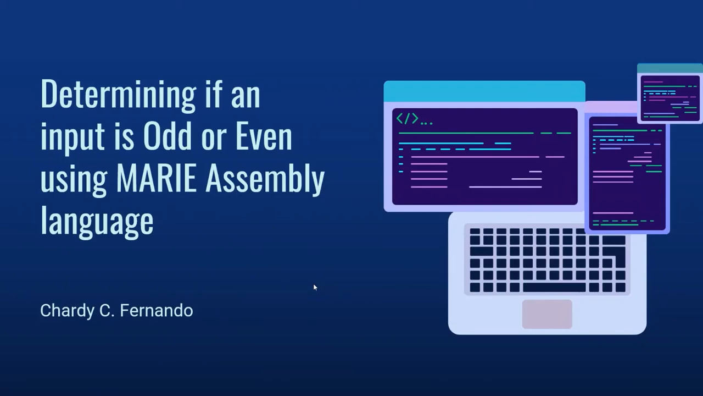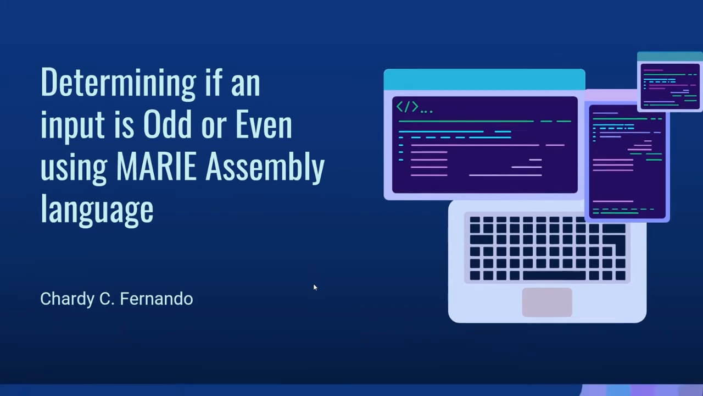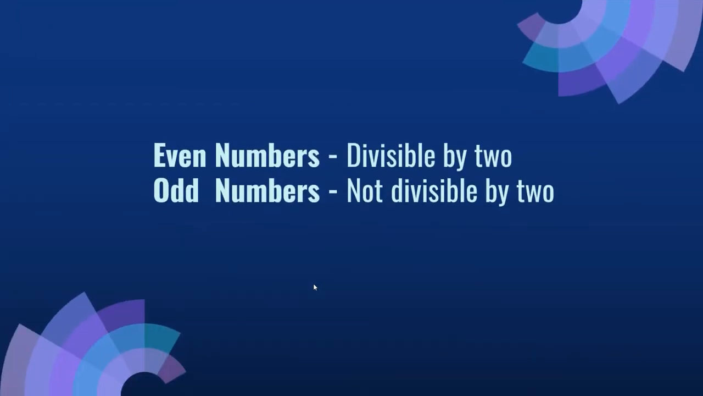Hi everyone. So in this video demonstration, I'm going to show you a program in Marie Assembly that is able to determine if the user input is an odd or even number. So let's first define our terms.